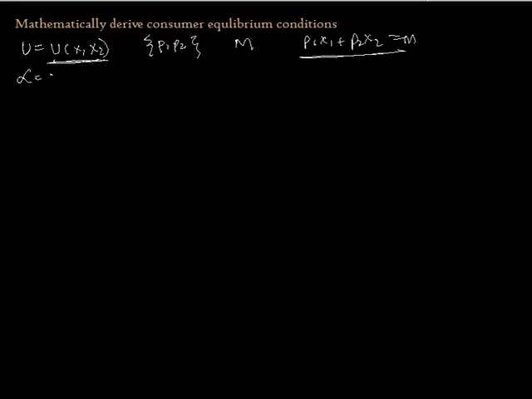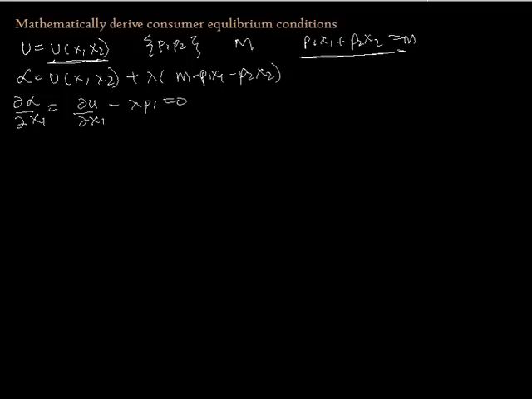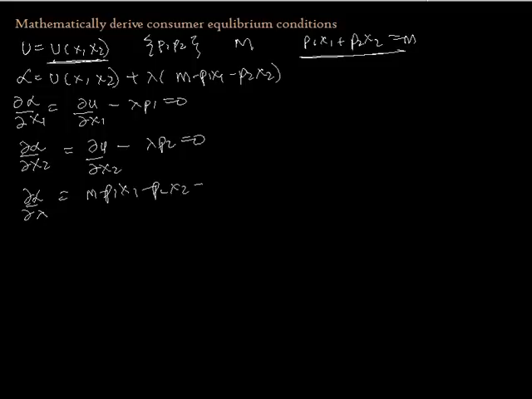So the Lagrangian is u(x1, x2) plus lambda times (m minus p1 x1 minus p2 x2). We'll find three partial derivatives: del L by del x1, which is del u by del x1 minus lambda p1 equals 0; del L by del x2, which is del u by del x2 minus lambda p2 equals 0; and del L by del lambda, which is m minus p1 x1 minus p2 x2 equals 0.